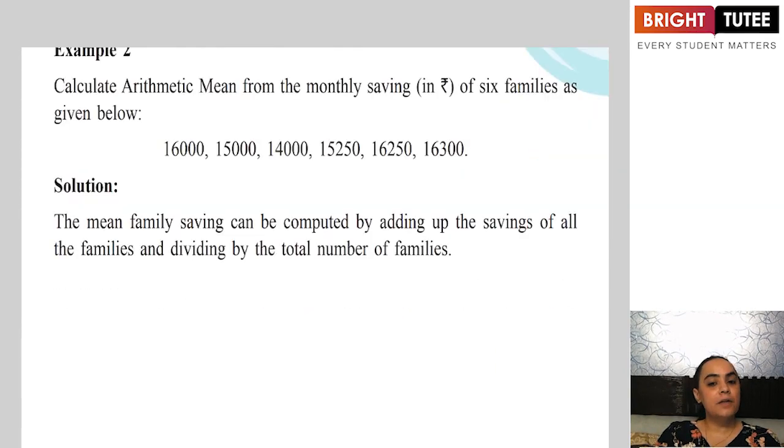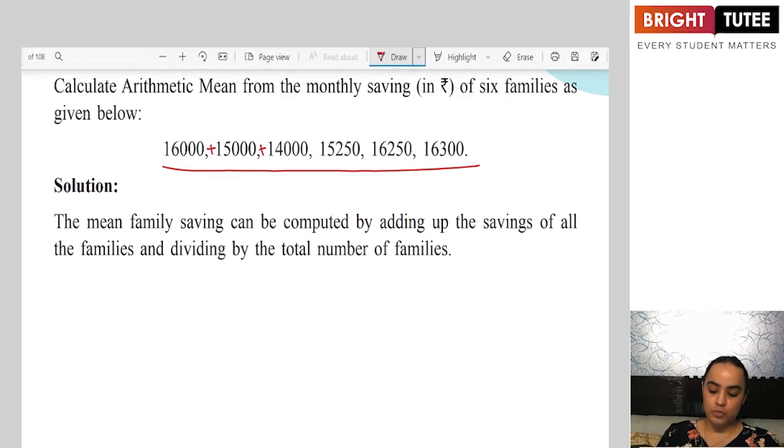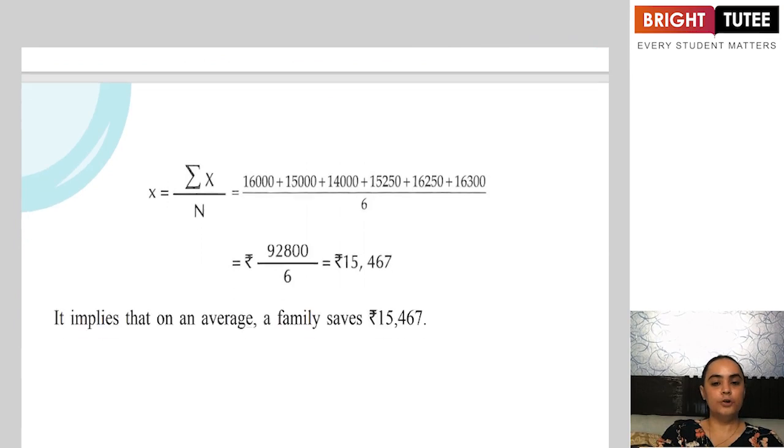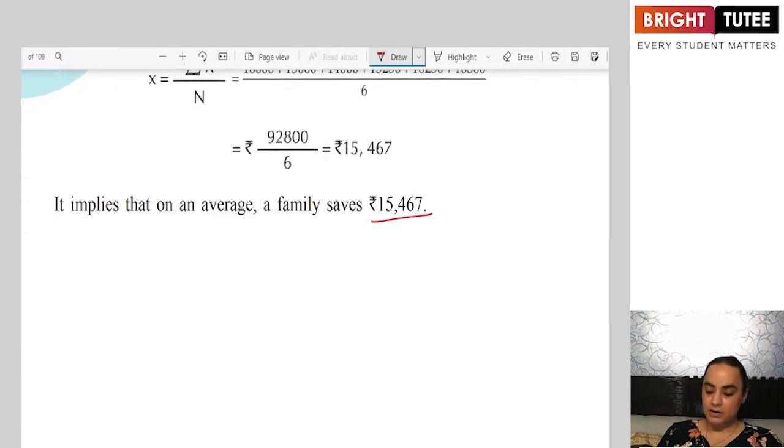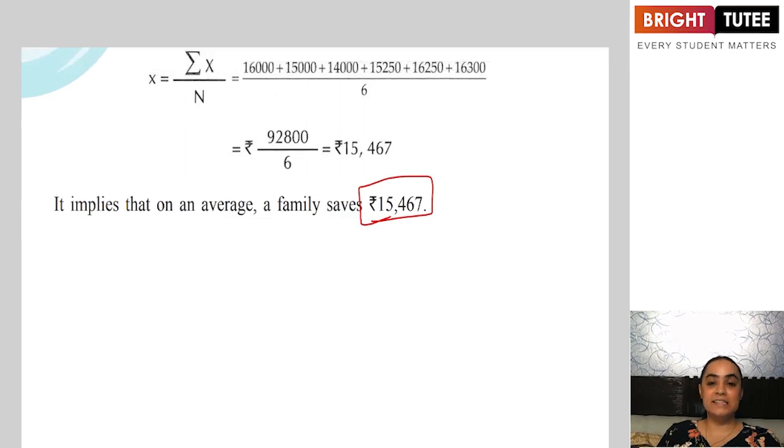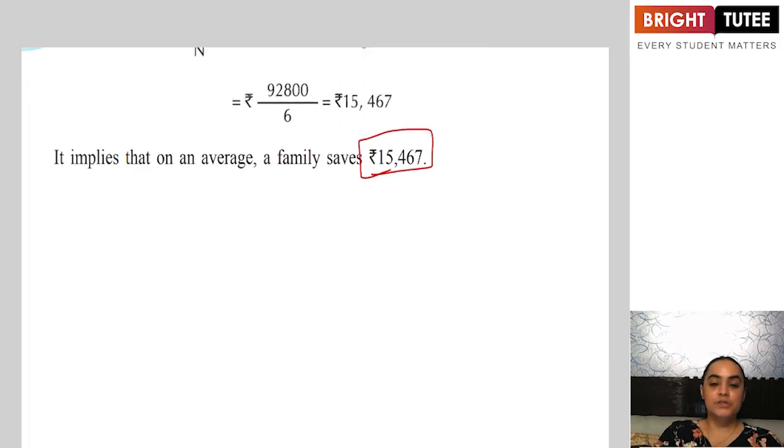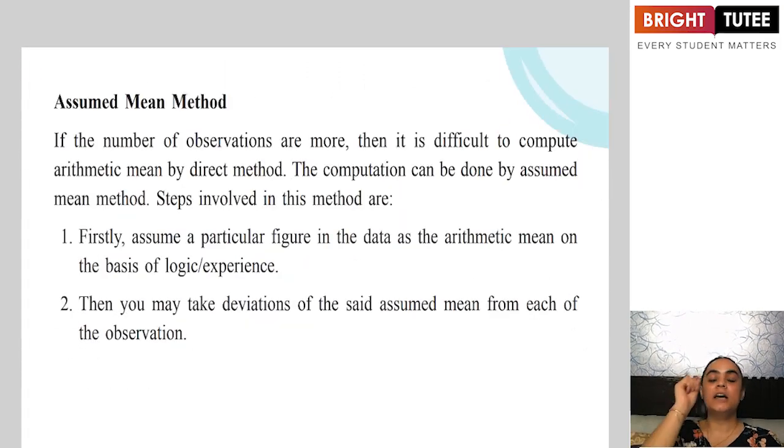If we consider another example, there are 6 families and their monthly savings are given to you. I have to calculate the average monthly savings of these 6 families. What will I do? I am going to add all these numbers and divide them by the number of families, that is 6. On doing it, I get 15,467, which is the average monthly savings of the 6 families. So this was how we calculate the mean using the direct method.